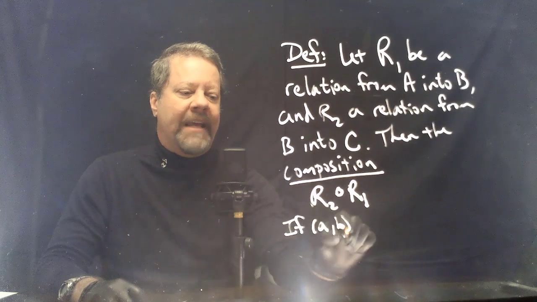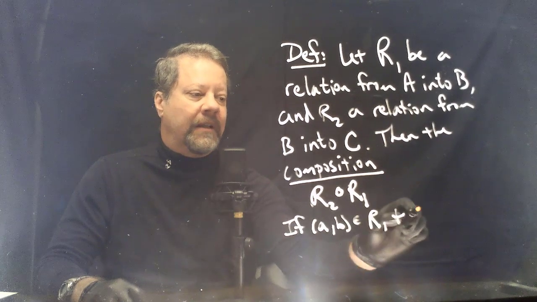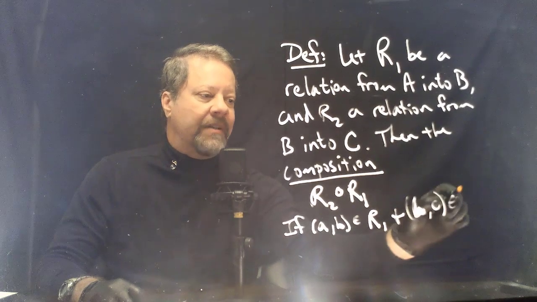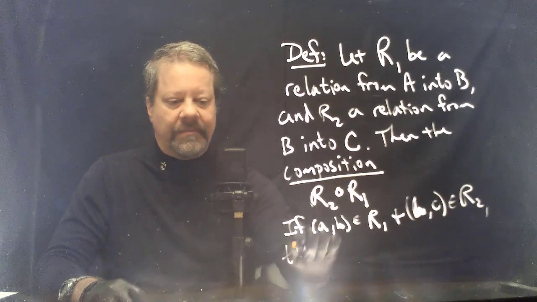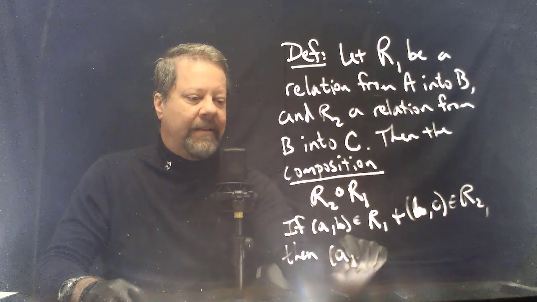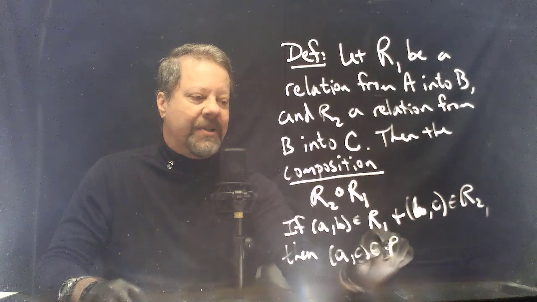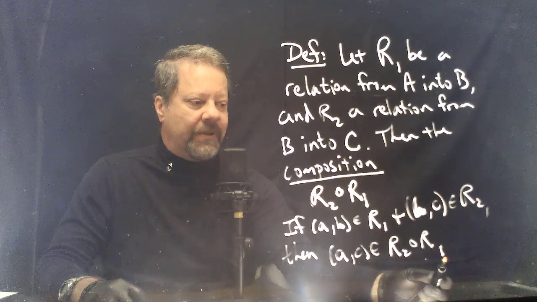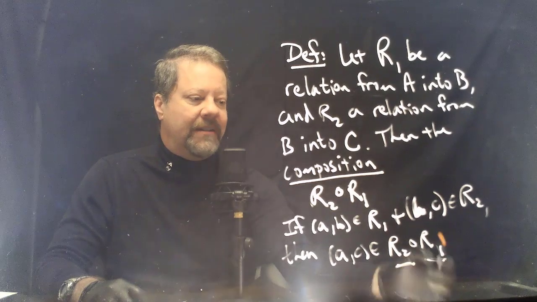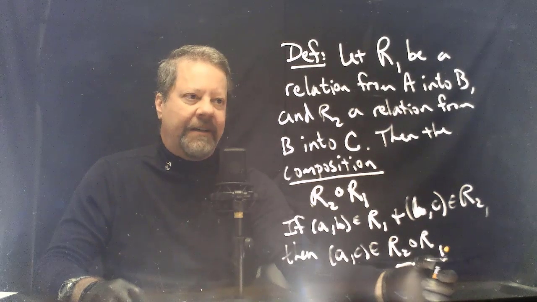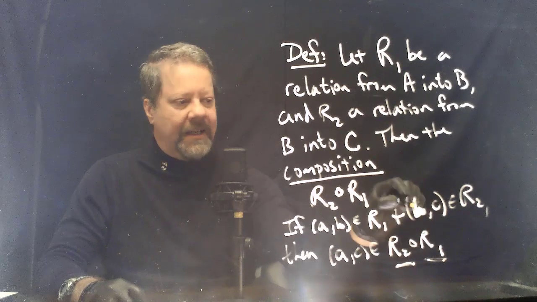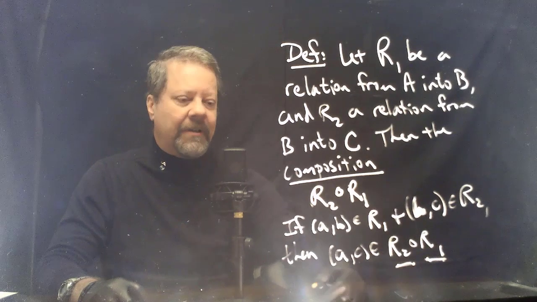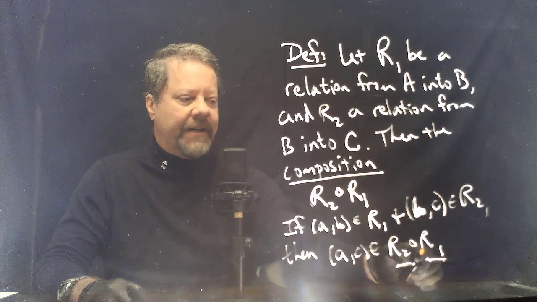If (a, b) is in R1 and (b, c) is in R2, then (a, c) will be in the composition R2 composed with R1. We think of this one going first and this one going second. We kind of think of relations as having more or less an input slot and an output slot. Not necessarily, though, because we don't have the vertical line test satisfied for all relations.